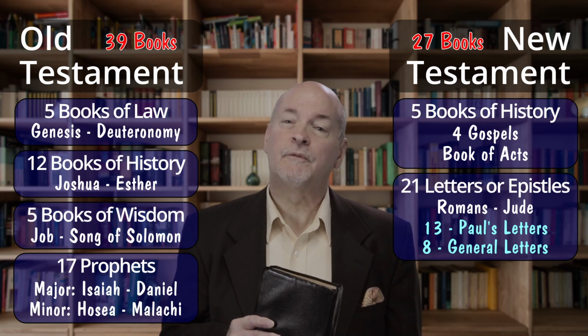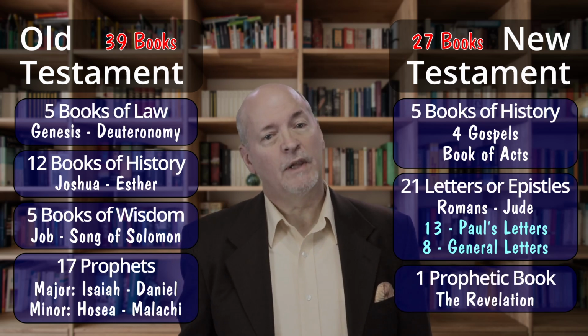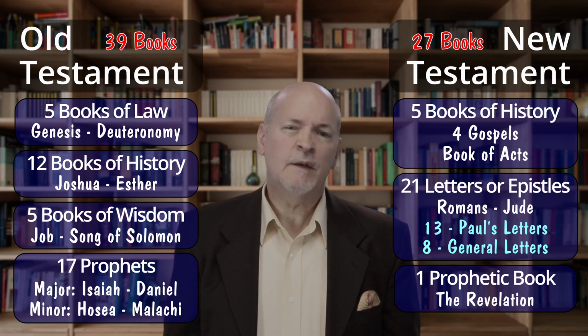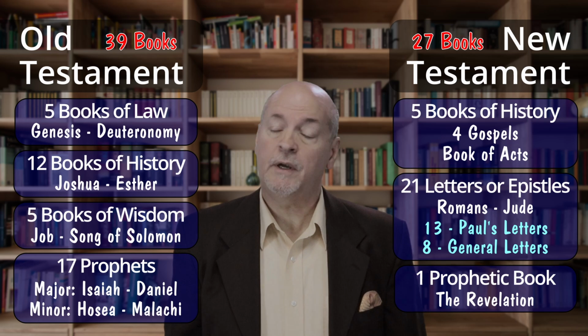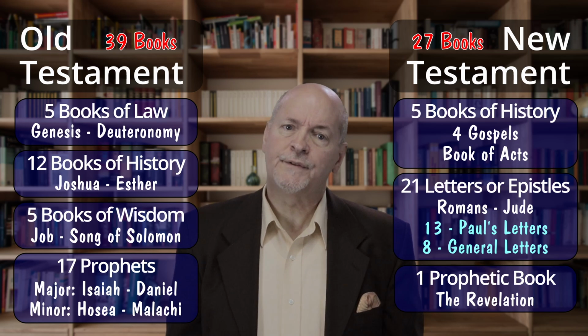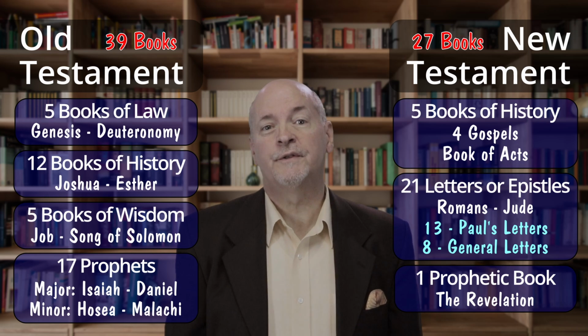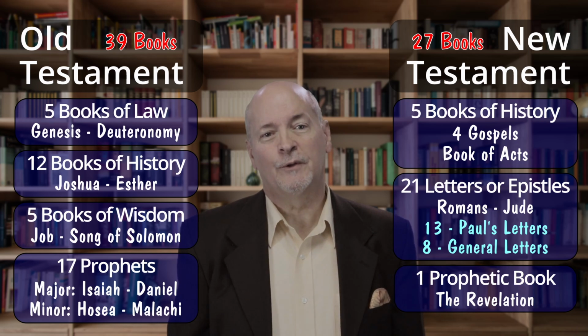Lastly, we have a book of prophecy called the Revelation. This book was written to 7 churches in Asia about imminent events that they needed to prepare themselves for. It also ends with a beautiful description of heavenly glory for those who remain faithful to the Lord.